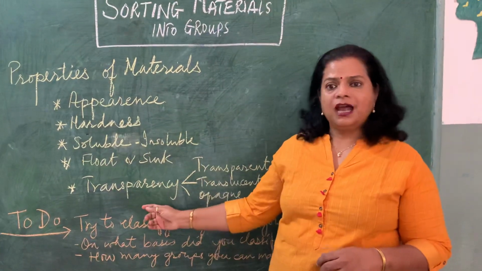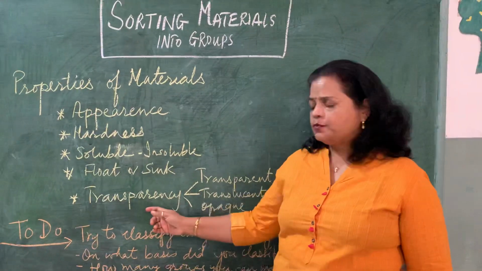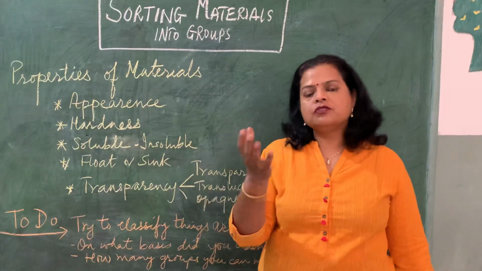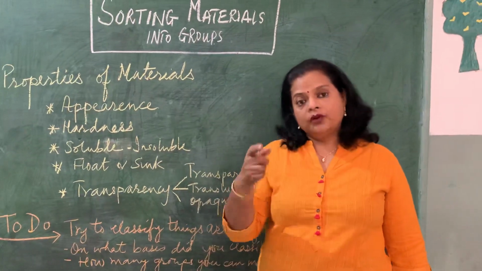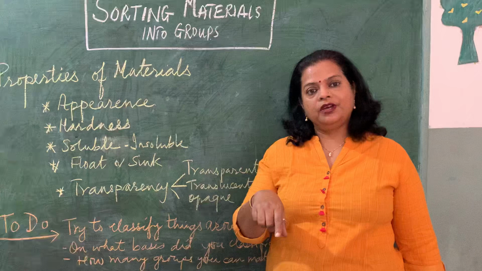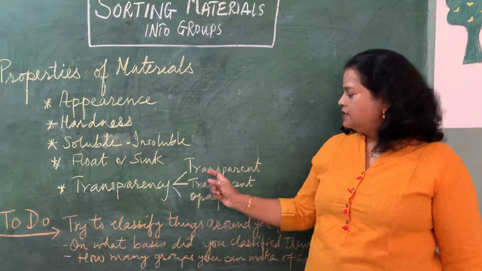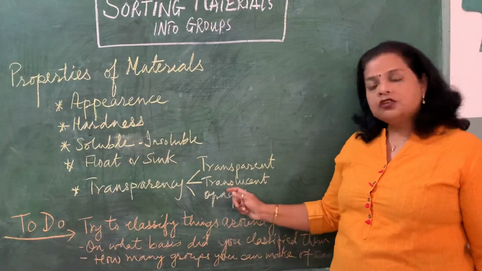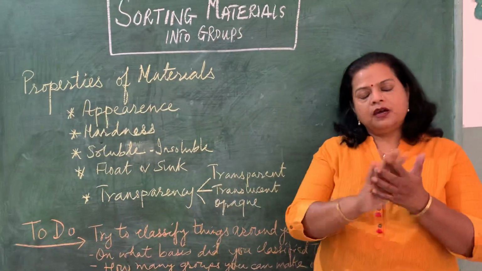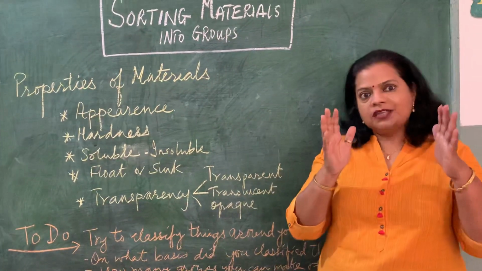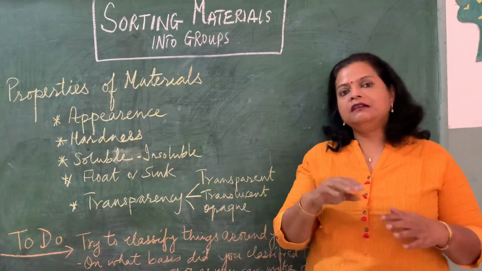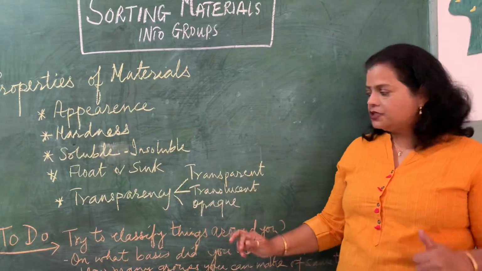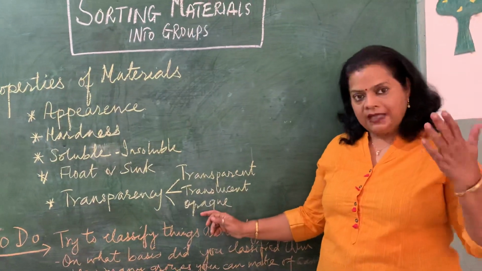Then transparency. I think this might be a new word. Transparency means when you look through something, if you can see through it, or if you are not able to see through it. So we can divide transparency into three types. Transparent, when we are able to see through it. Translucent, just take a piece of paper and put oil on it and try to see. You can see the things but not very clearly, it's blurred. So that is translucent. And opaque, when you cannot see anything through that object.